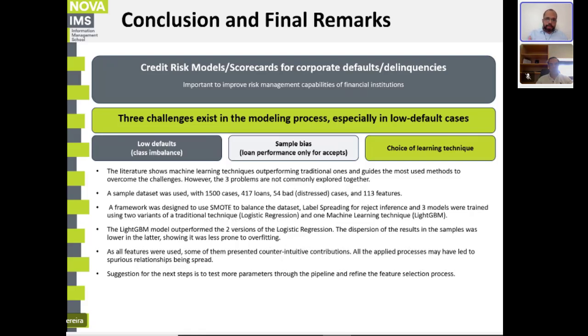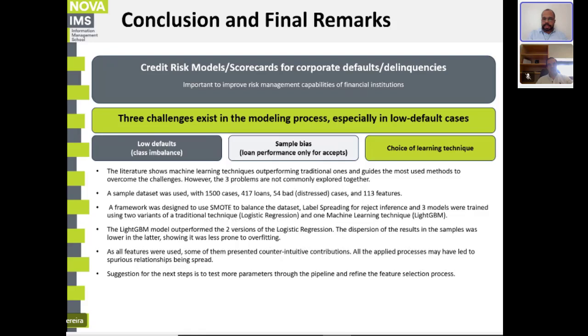Then the sample data set was used, so we can see the funnel between the number of cases and the number of loans. The first piece is the sample bias, then the low default, about a 12.3% bad rate, and we had 113 features. Then we designed this framework to apply SMOTE to balance the data set, then to apply label spreading for reject inference, and then to train the three models and compare.